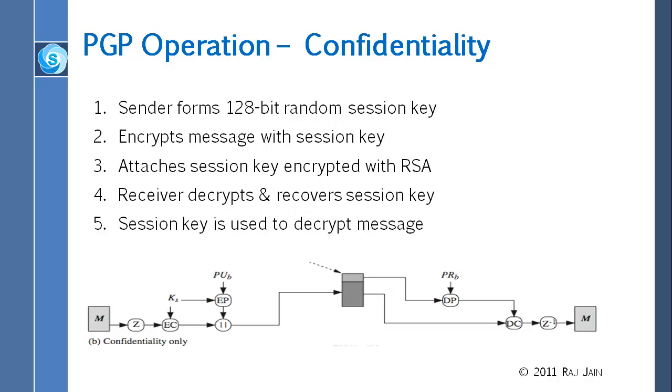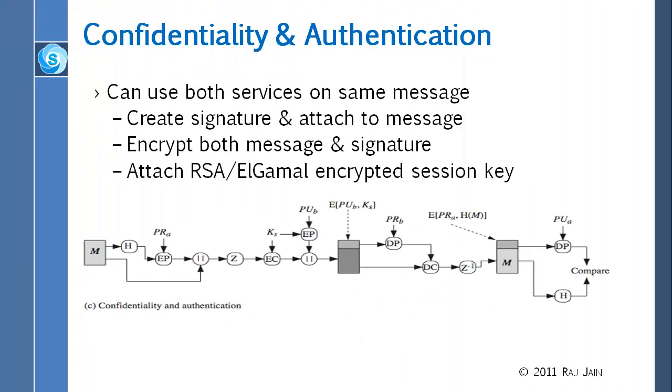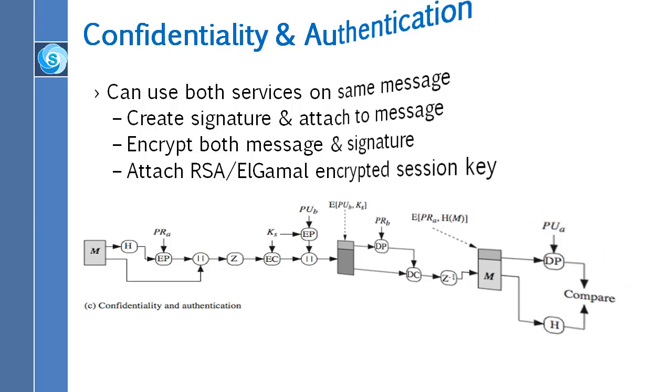As long as you have the certificate, just like Outlook, if you have my certificate, you can send me an encrypted message. If you want to do both, no big deal, just do both in a sequence. First you do the signature, then you do the encryption. So basically, MAC, then encrypt scheme, and then you do the opposite, decrypt, and then MAC.